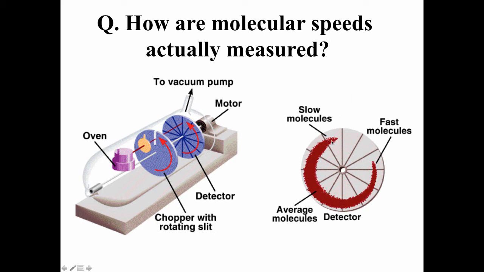And so we can essentially count up the number of molecular strikes or hits on the detector, and we can see that we have some fast molecules that hit the detector before it's rotated very far. We have some slow molecules that hit the detector after it's rotated almost all the way around. And then we have more molecules hitting in between, and you can see that we could essentially make a graph of number of particles at particular speeds, and that's how we get the Boltzmann distribution, at least experimentally.